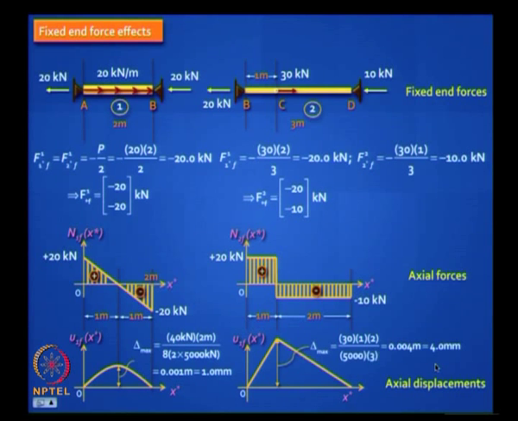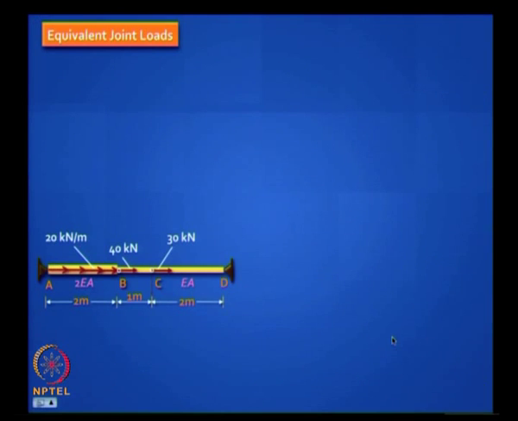Now what do you do next? You have got this 2020 and 2010, you have to pass it on to the global coordinates. How do you do that? Yes? It's T1 inverse. Will you proceed? Let us see how it works out. Okay, so we are going to equivalent joint loads.